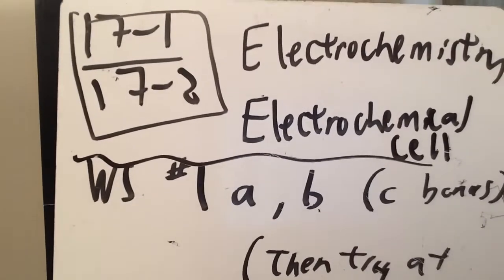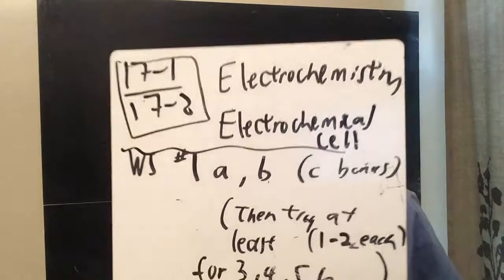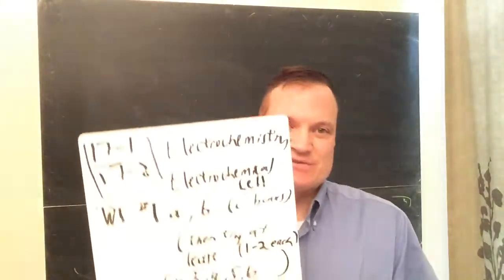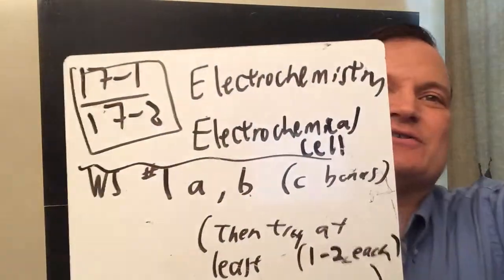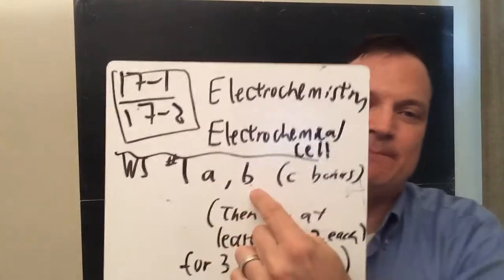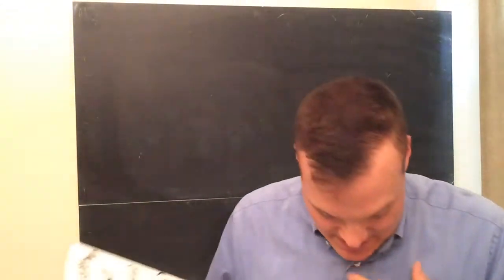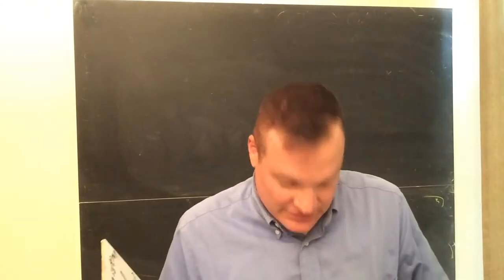All right, section 17.1, 17.2, electrochemistry, electrochemical cell, standard reduction potentials. For the worksheet, do number 1A and B. If you want to do C, you can. It's a little bit longer bonus, and I'll eventually talk about that. You need to know how to do that.